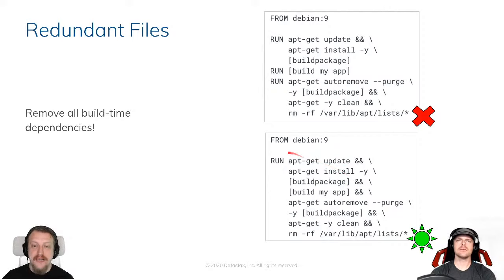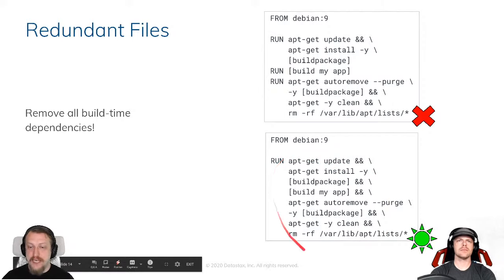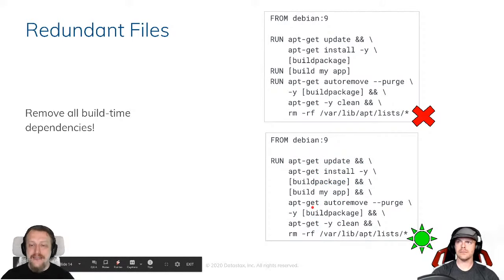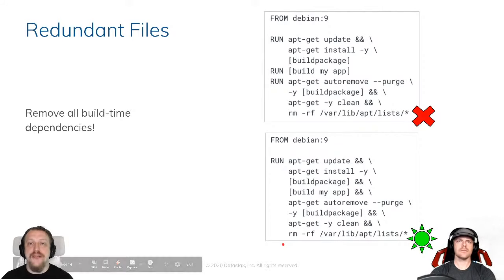So, as a result, we have here exactly the same operations, but executed with one single run statement. What does that mean? Before run, we create an intermediate container from the previous layer. In our case, it will be plain Debian 9. In this container, we do all the job: update, install, build, cleanup. And after that, we commit this image to be the next layer. And cleanup has been finished already.